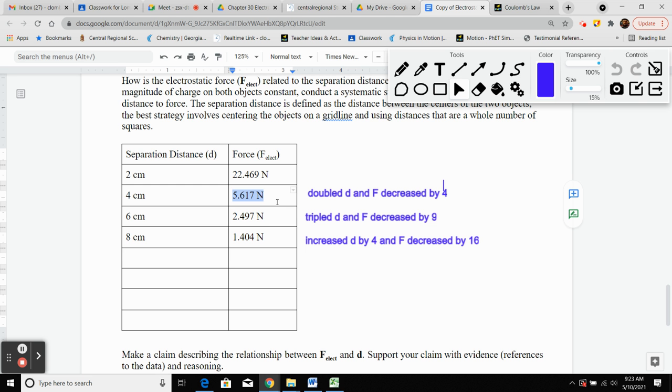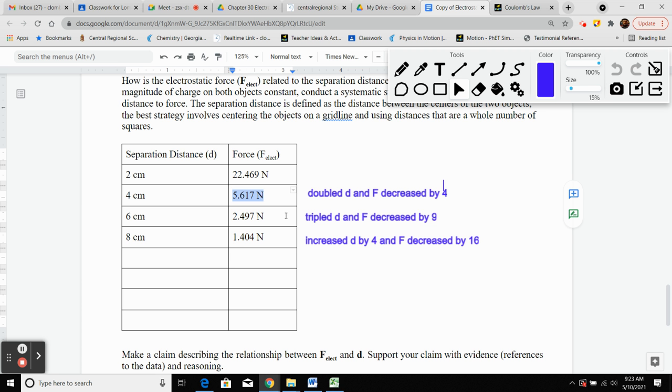So 22.496 divided by this 5.67, and I get a value of 4.0048. Yeah, decreases by a factor of 4. Okay, now what if I divide by this 2.497? It decreases by 9.00921. When I divide it out by the number 1.404, I get 16.022. Now, what do you notice, guys?